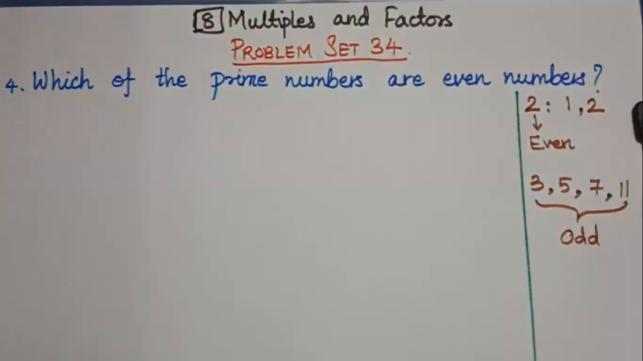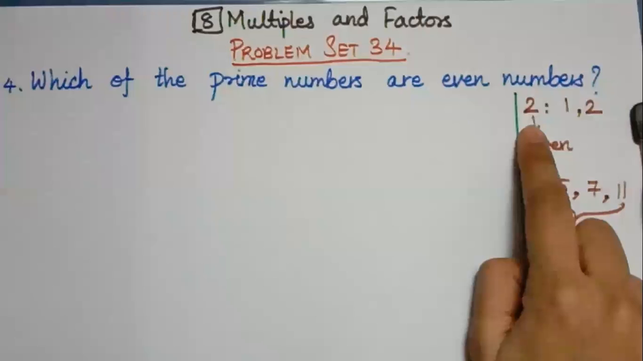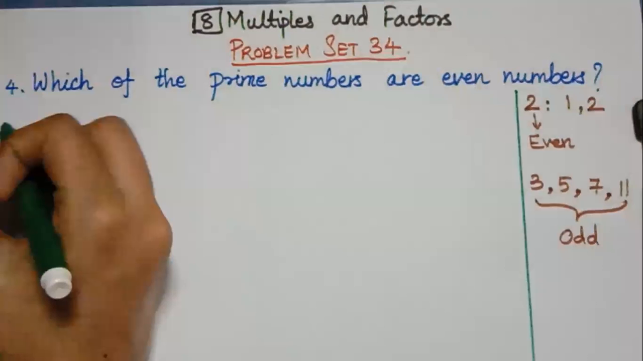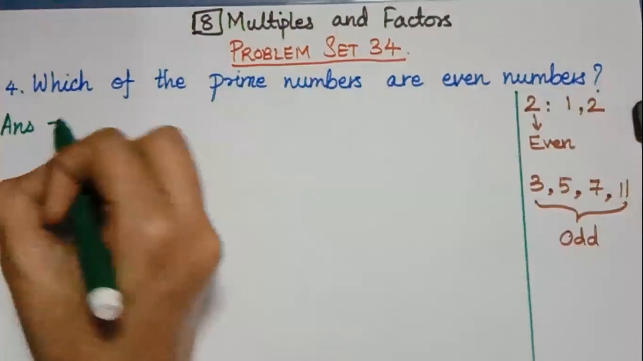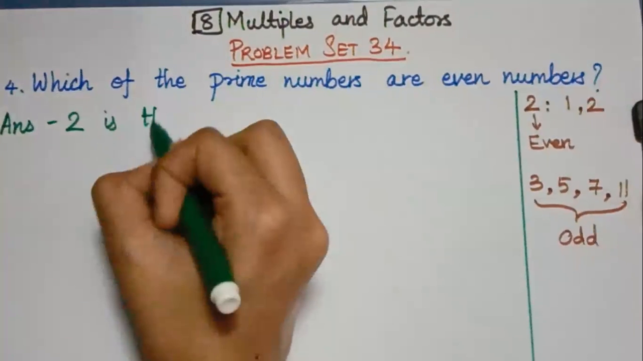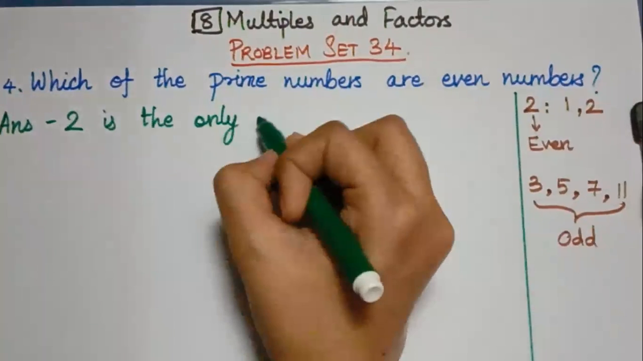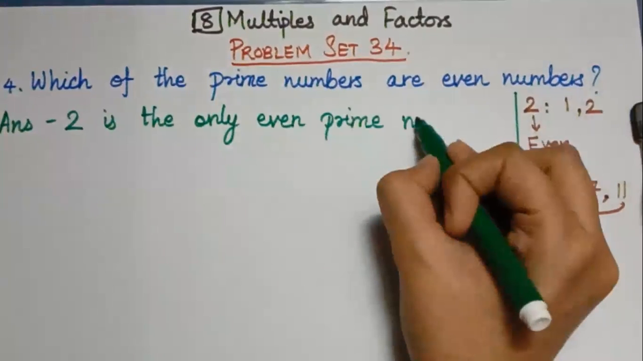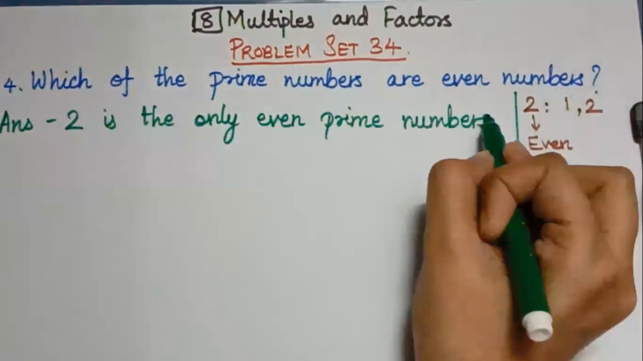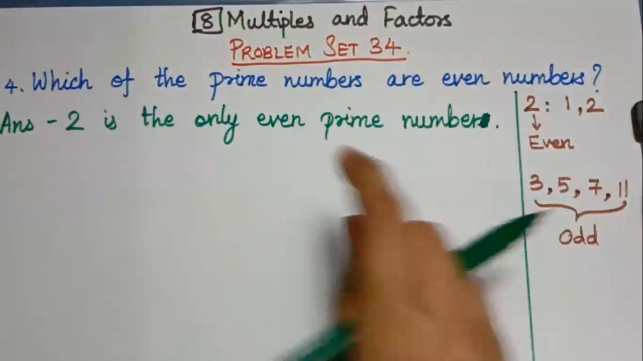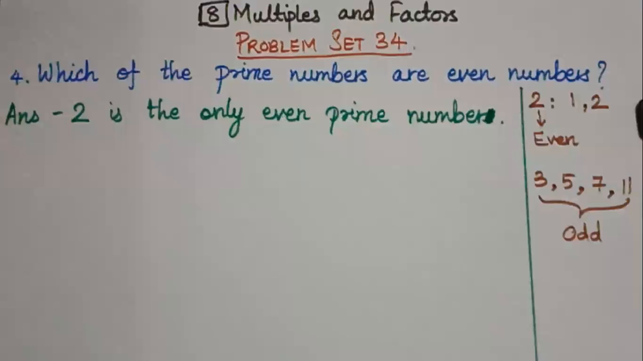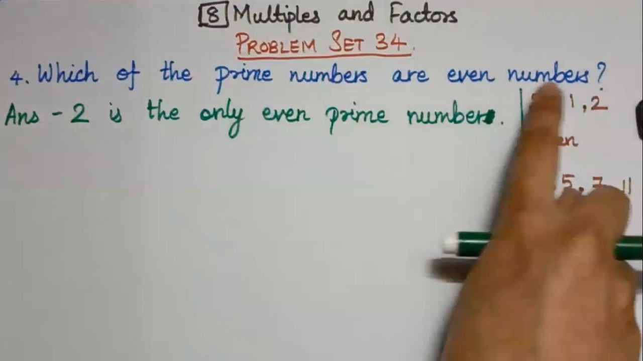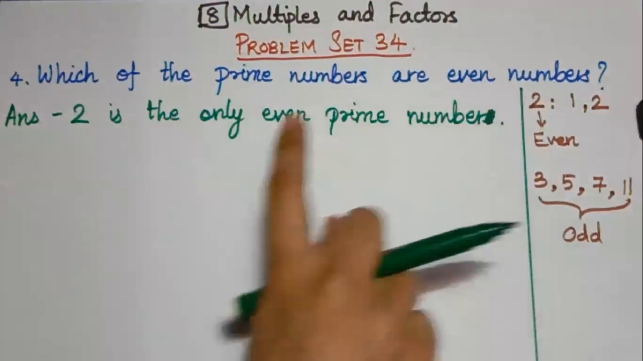That means the only even prime number is the number 2. And this is your answer, okay? So we will write down the answer as 2 is the only even prime number. So this is just your, sorry, number. S is not there. So this is the final answer. Easy, right? You don't have to do anything else. You just have to write down 2 is, and you can pick up words from here. So 2 is the only even prime number.